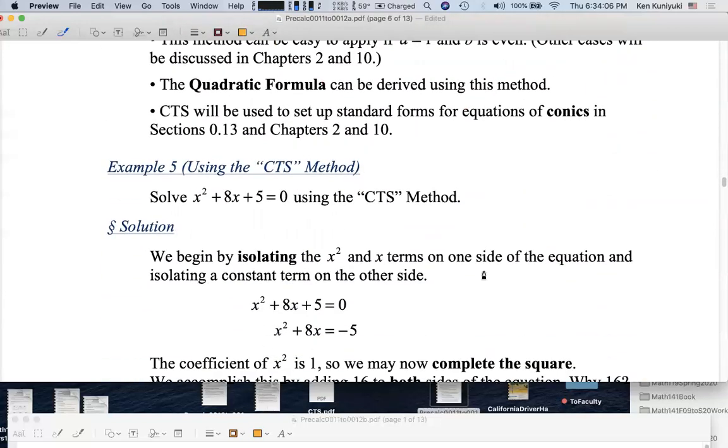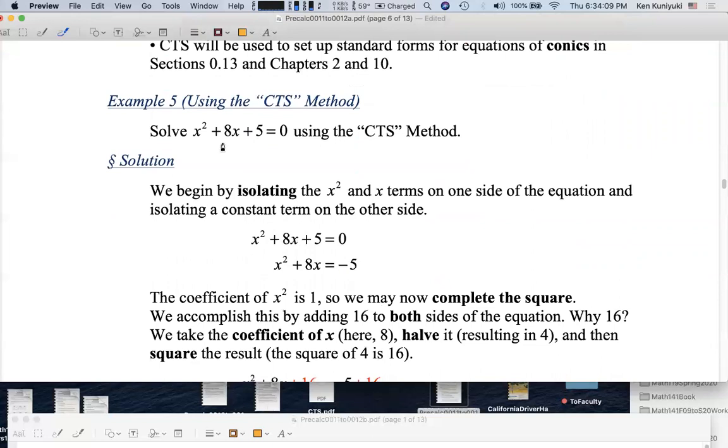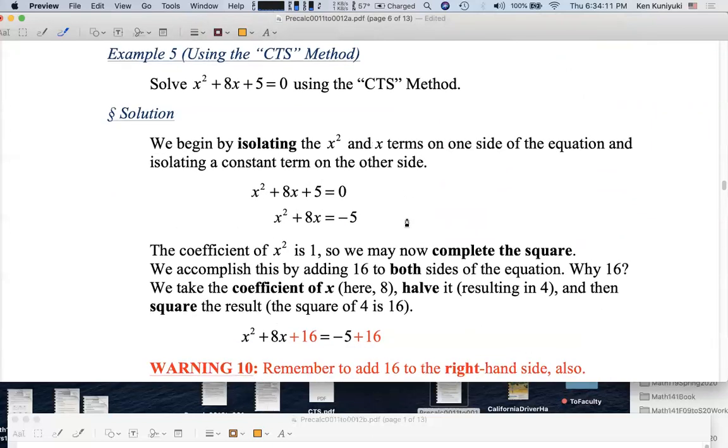The completing the square method can also work, especially if A is 1 and B is even. It can work pretty nicely, so you can look that over.